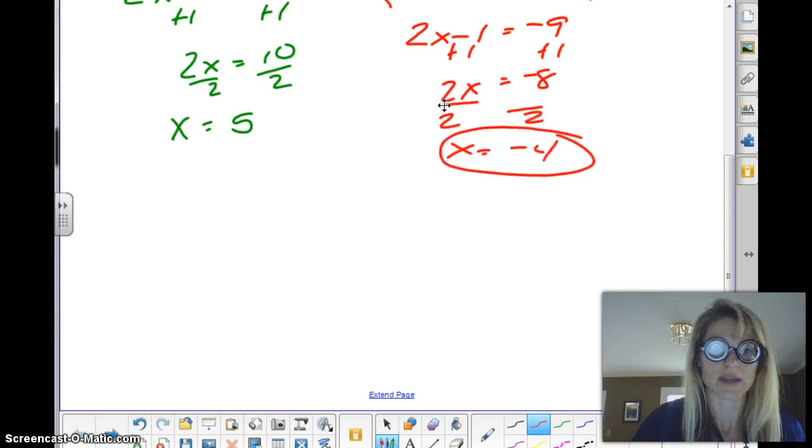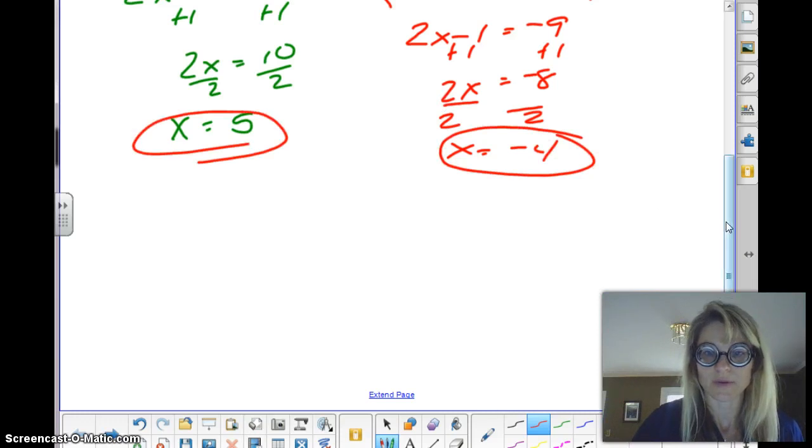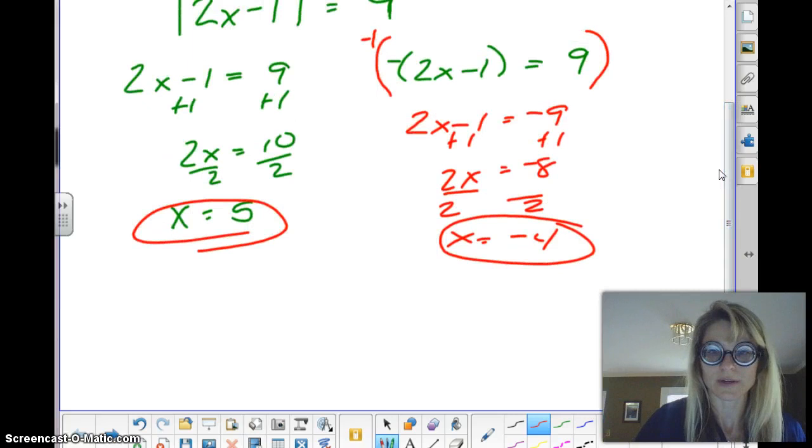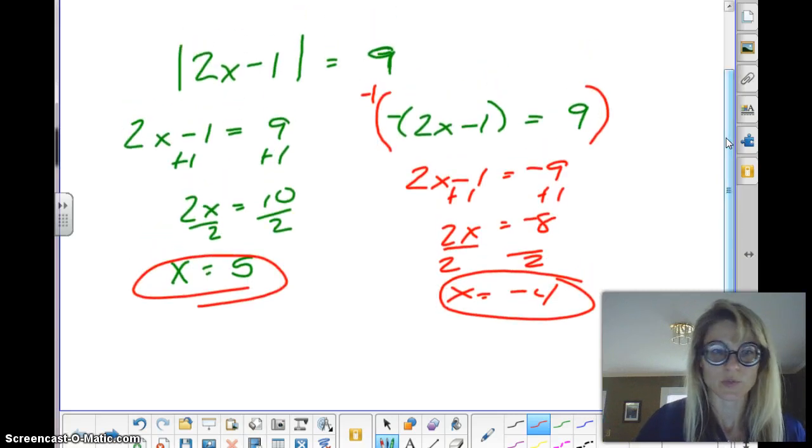So we have two values of x, negative 4 and 5. And again, if I wanted to plug that negative 4 into my original problem, they give me negative 8 minus 1, which is negative 9, and the absolute value of negative 9 is 9. So we're going to take that one step further tonight.